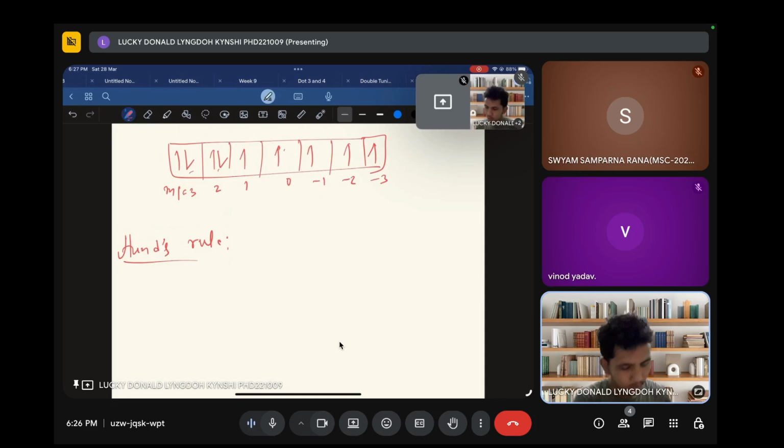If you take the summation, L is equal to the summation of ML, that means the total angular momentum. Why do we need this one? Remember, why do we need this capital L? Because remember, we have to find the total angular momentum, mu effective.